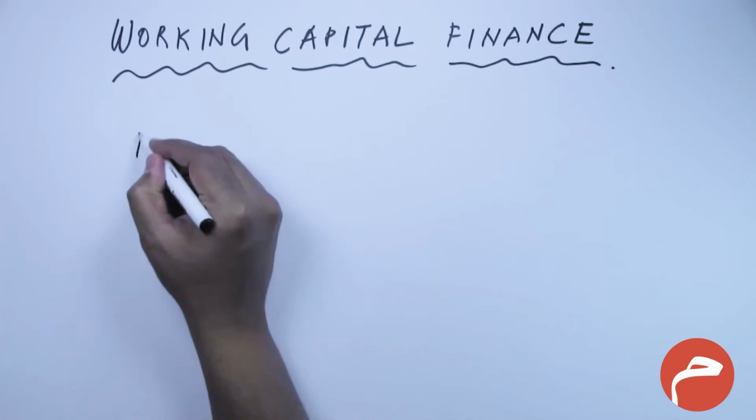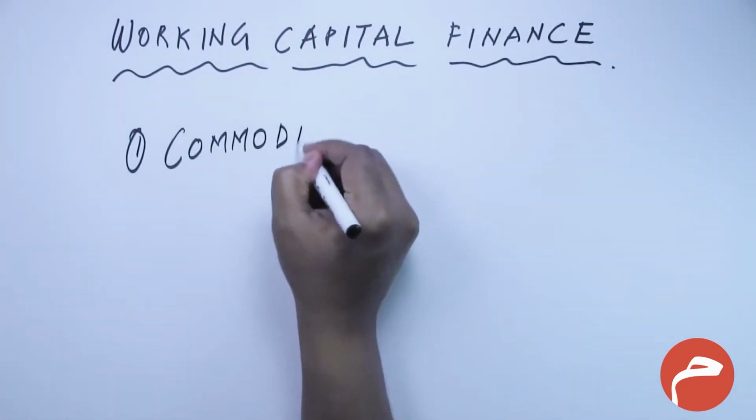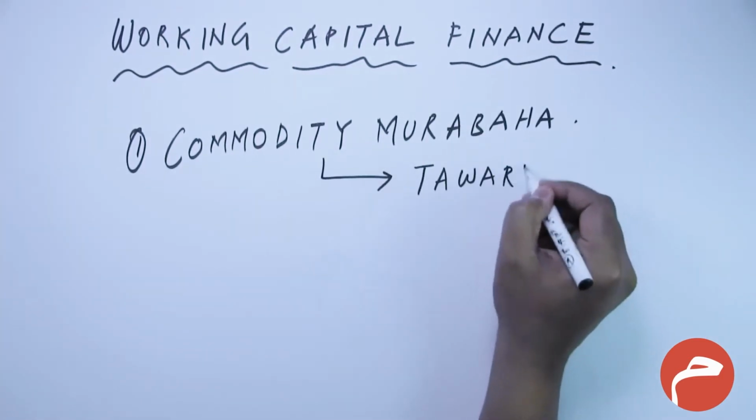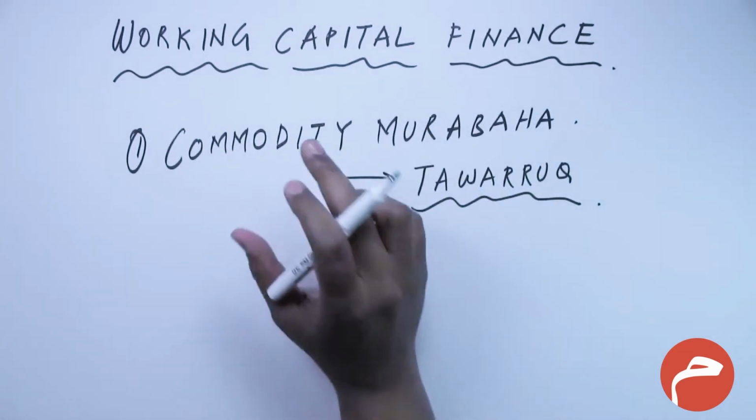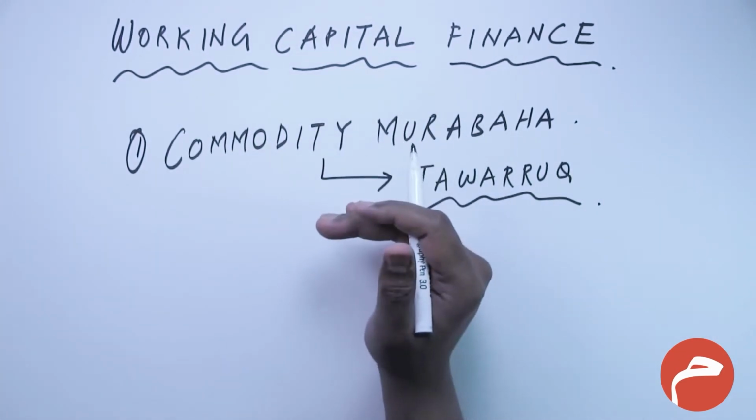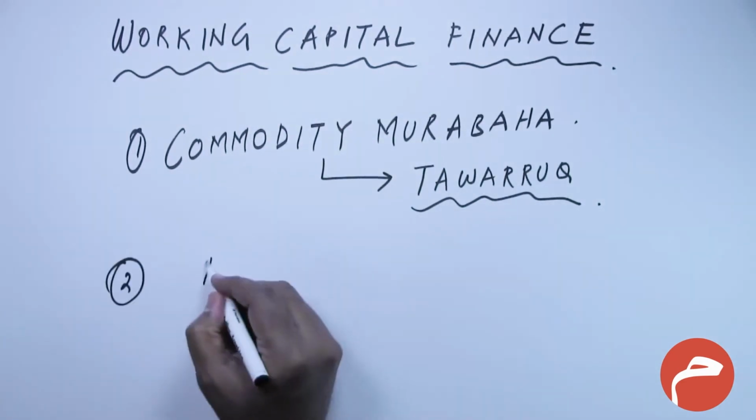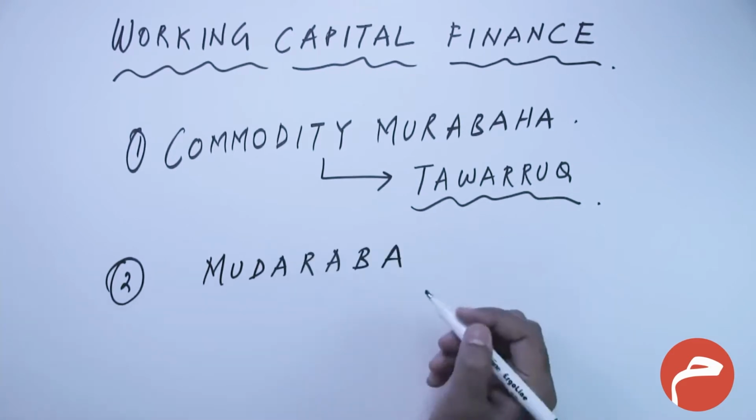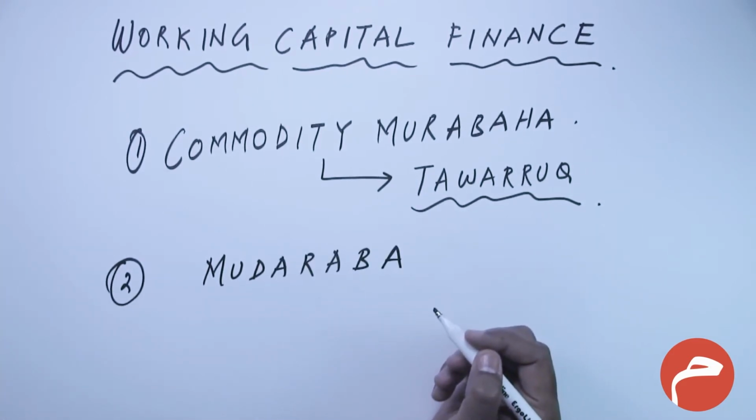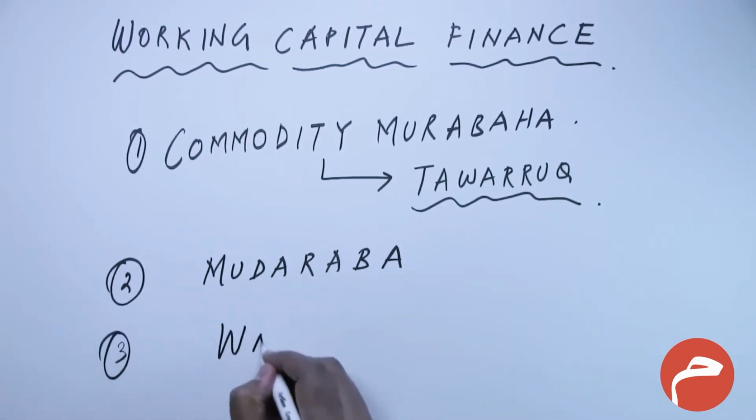The first structure, which is quite common, is called Commodity Murabaha, which is also referred to as Tawarruk. This is one of the most common methods through which financing is provided to corporates, and the corporates would get liquid cash through this type of financing. The second structure could be the Mudaraba. This is not a very common structure, but some banks do provide working capital requirements through a Mudaraba structure. And maybe the third could be through a Wakala.